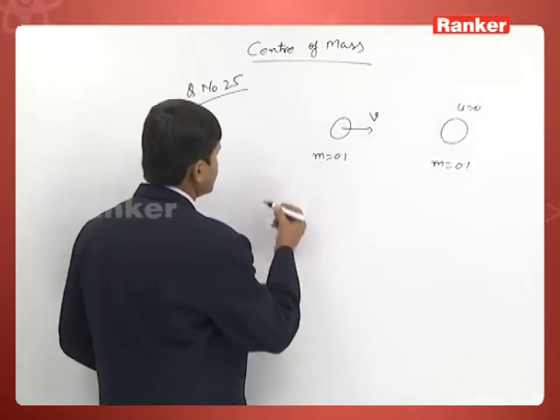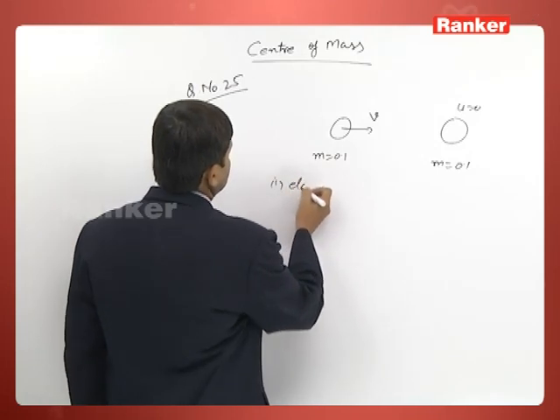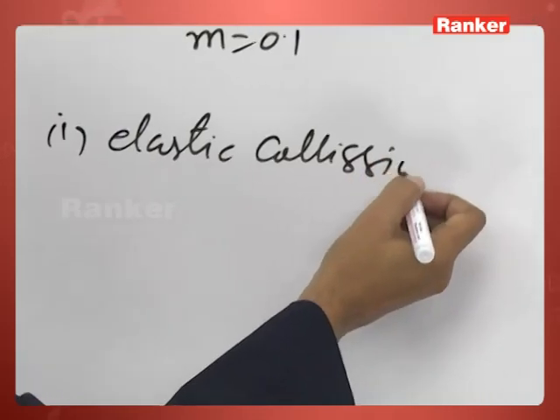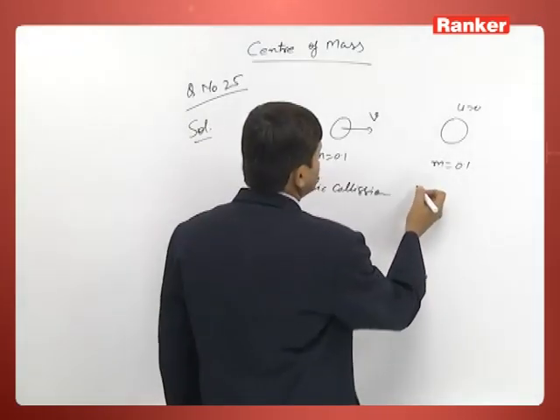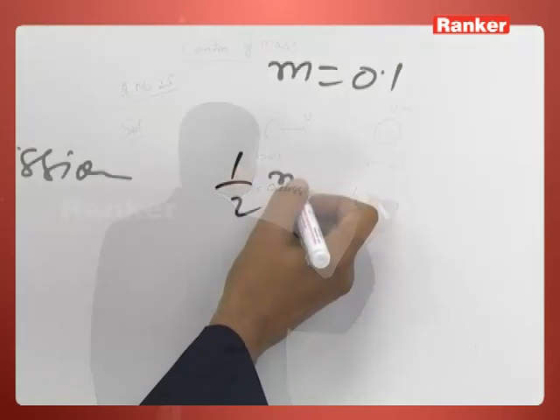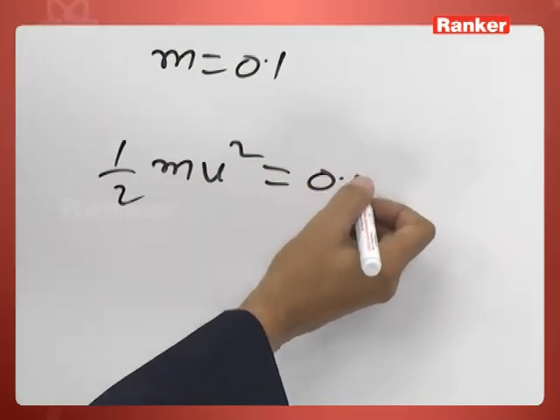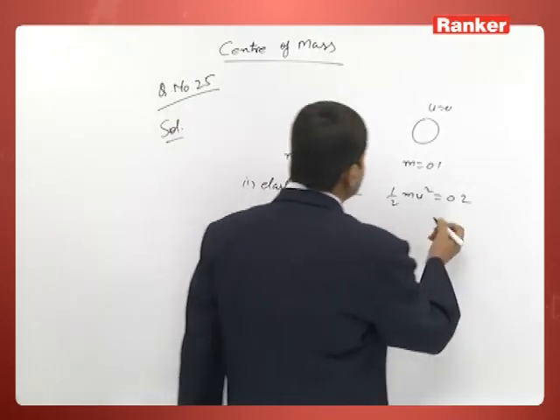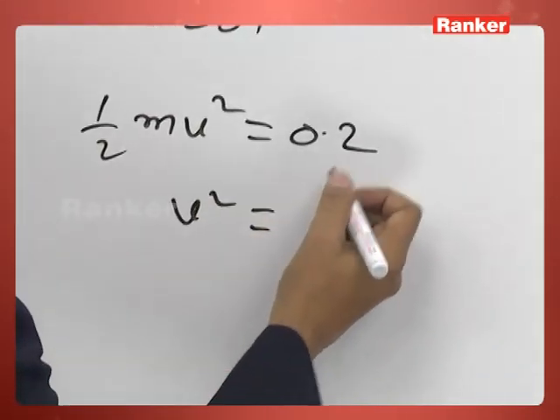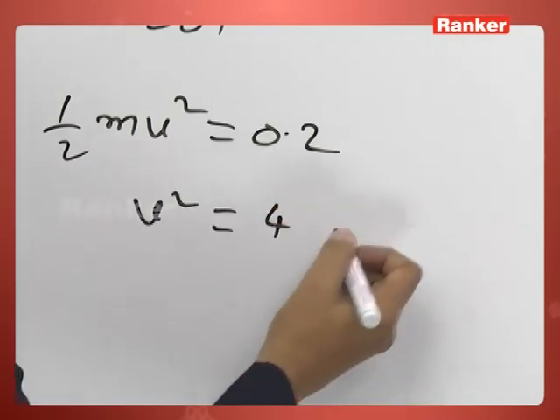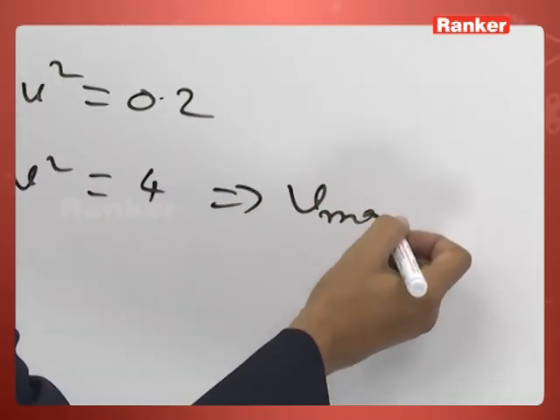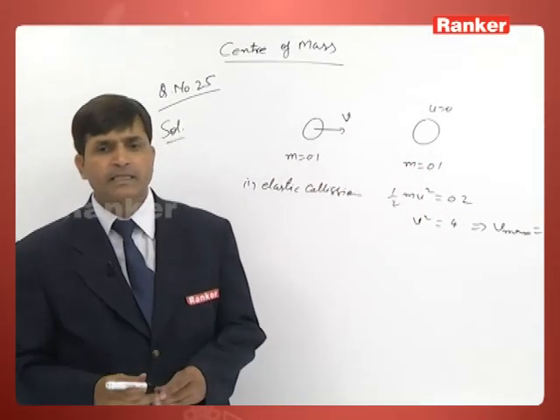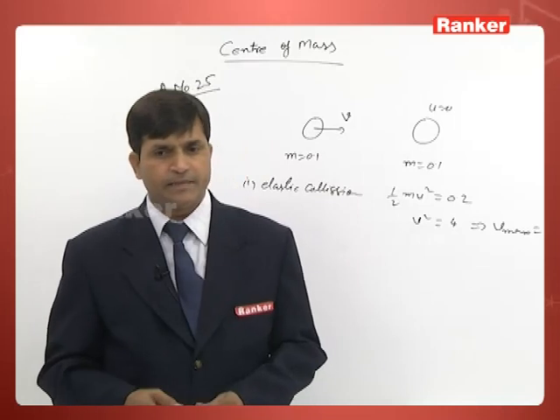So first, elastic collision. The velocity will interchange, and half m v square is equal to 0.2, and m is 0.1. So v square is equal to 4. So v maximum is 2 meter per second. This is the maximum velocity here.